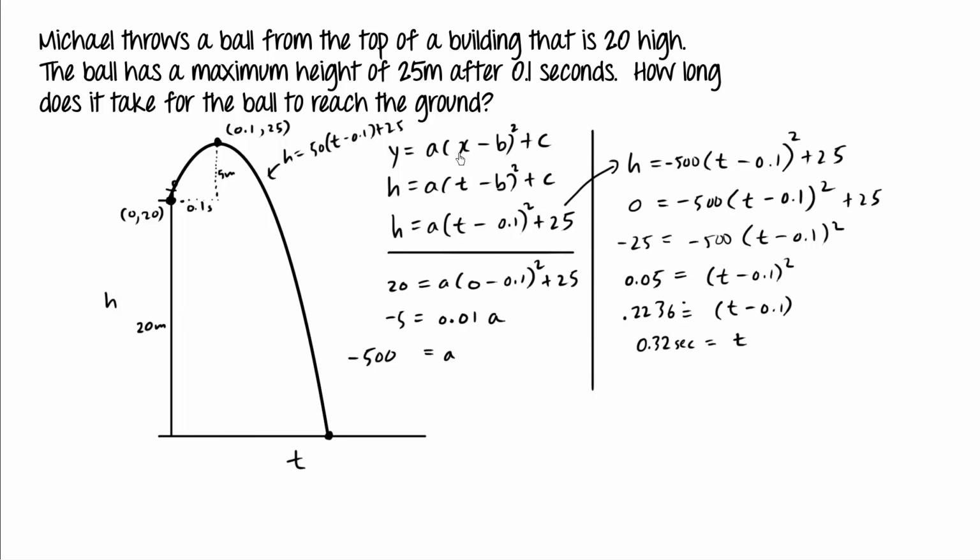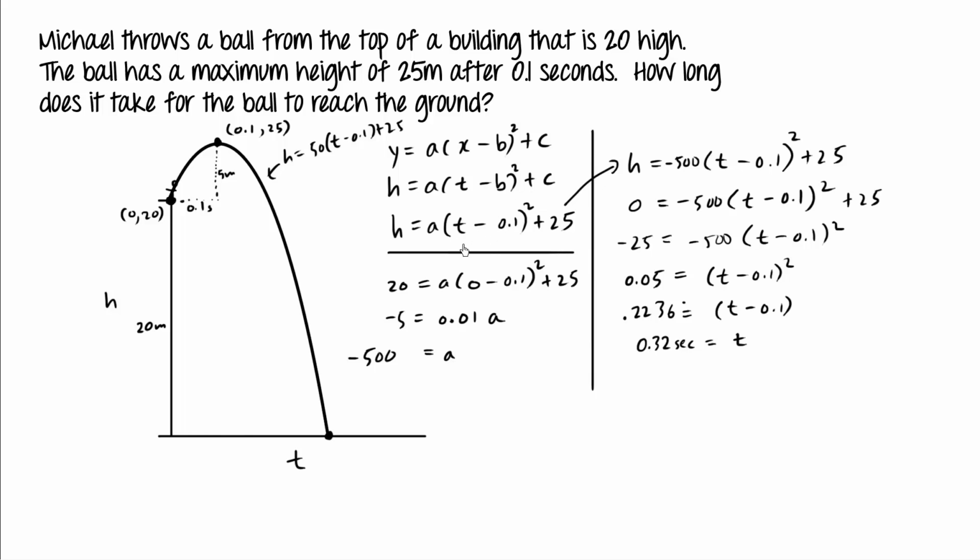So we know the generic quadratic formula is y equals a(x minus b) squared plus c, and the vertex happens to be the b and the c value. So minus 0.1 means we shifted the vertex to the right 0.1, and a c value of 25 means the vertex from the standard original graph is shifted up 25 units.